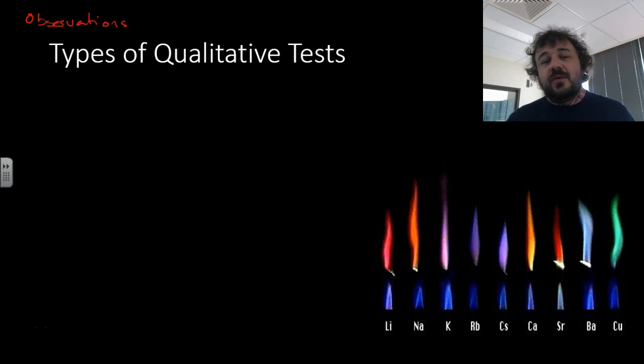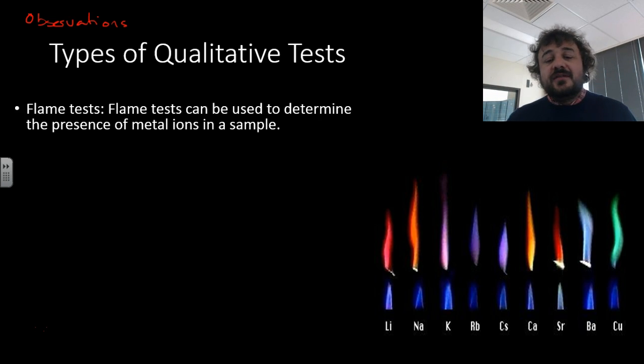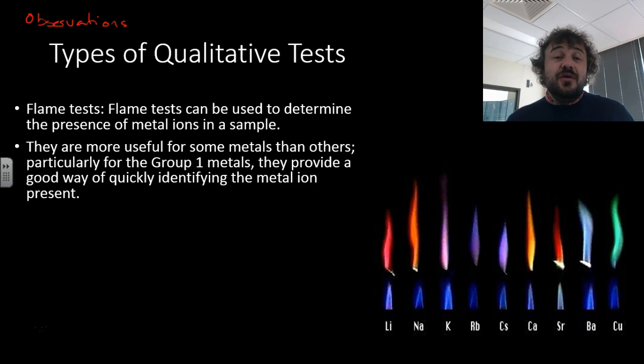So what types of qualitative tests are there? First are the flame tests. The flame tests are quite common, and they're used to determine the presence of metal ions in a sample. So it's really good for when you have metal ions. They're more useful for some metals than others, because, for example, the group 1 metals all look fairly different, they're pretty distinctive, and you can do it very quickly, whereas other metals might be similar in color, and that's an issue.